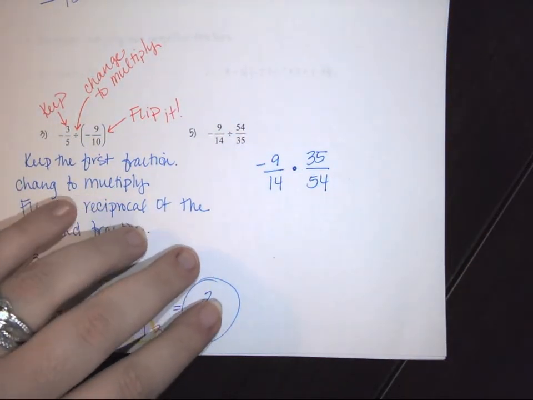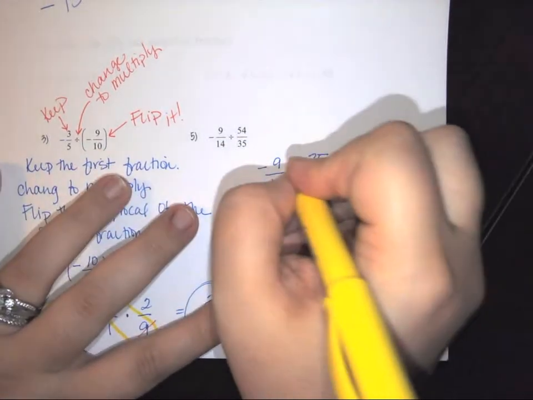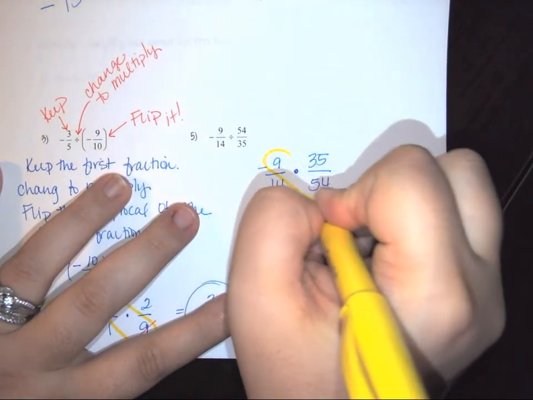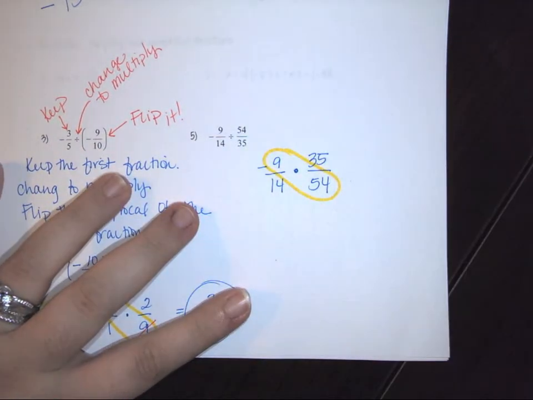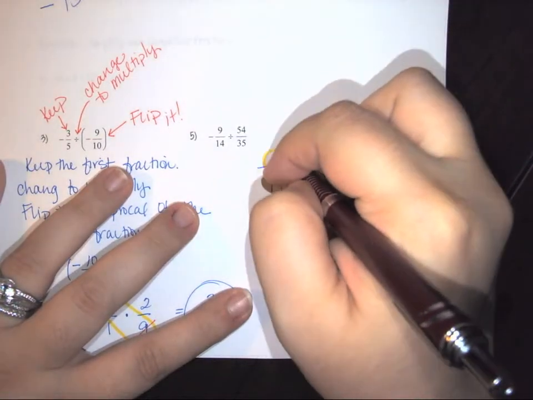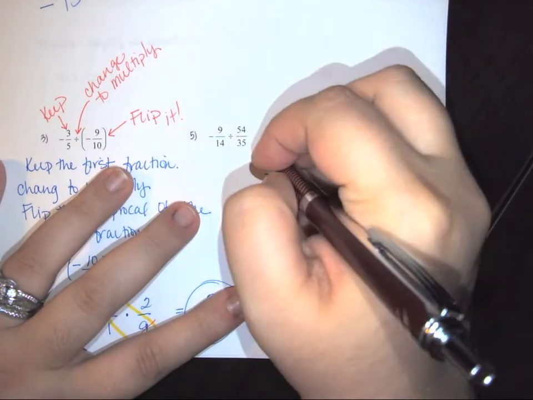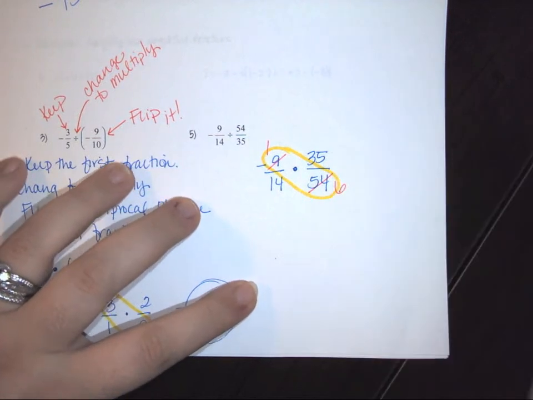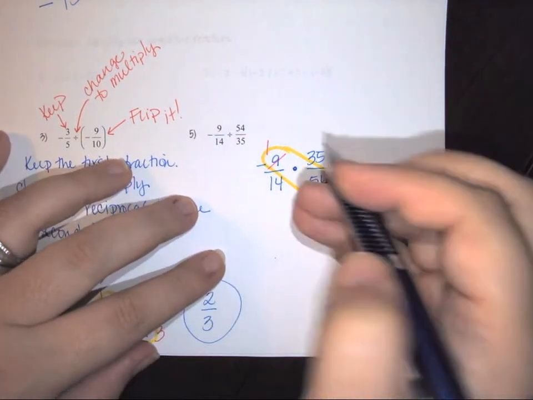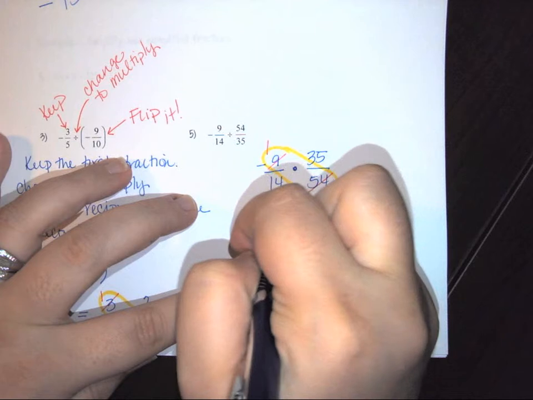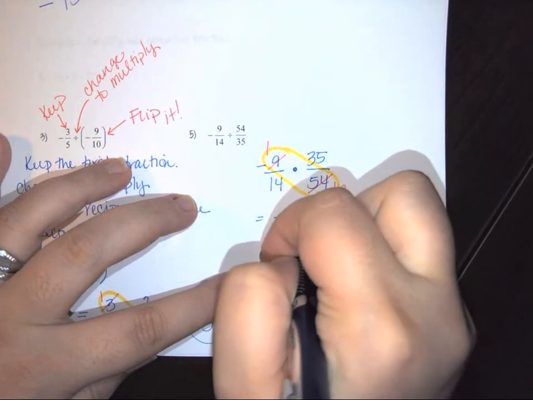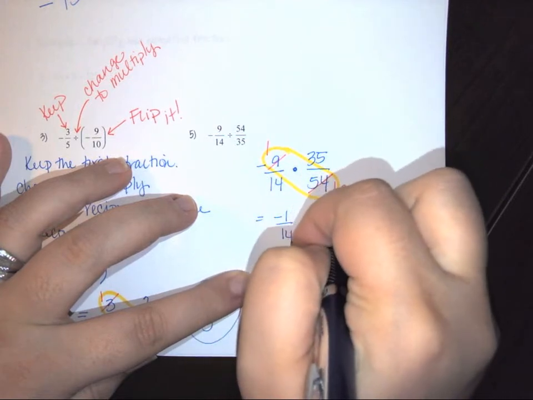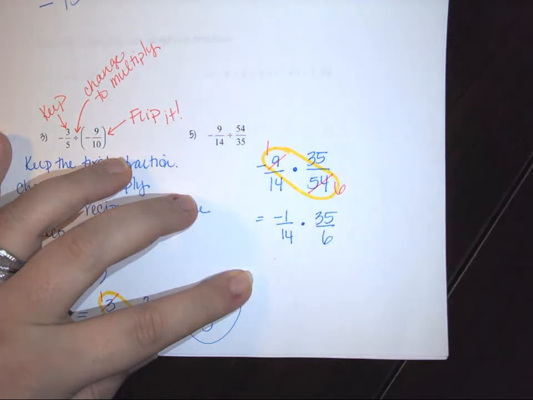Again, just like before, I have terms in common. So here 9 and 54 go into each other. This becomes a 1 and this becomes a 6. So what I actually have is negative 1 over 14 times 35 over 6.